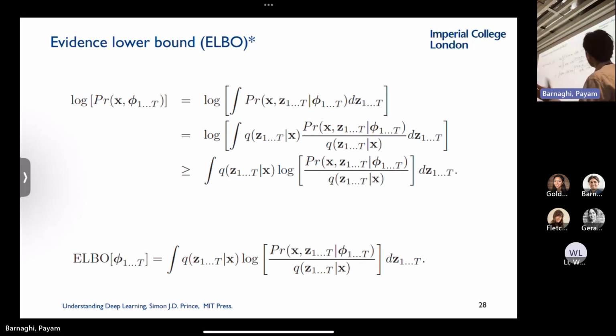Anyway, going back to the evidence lower bound, I covered it when I was talking about variational autoencoders. You're taking the log probability of this.